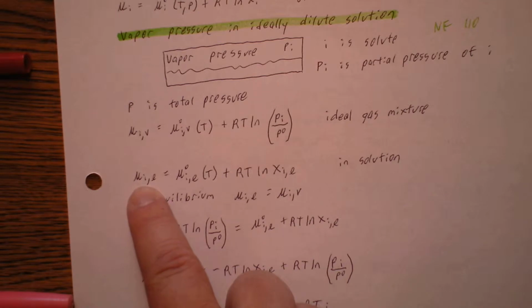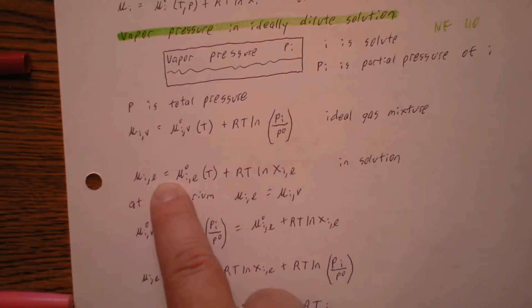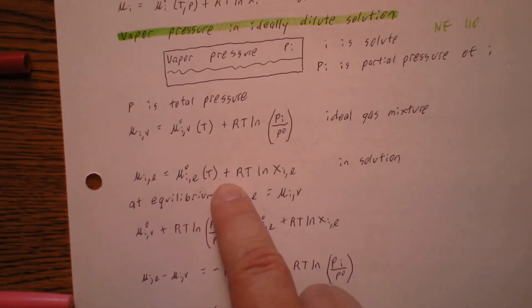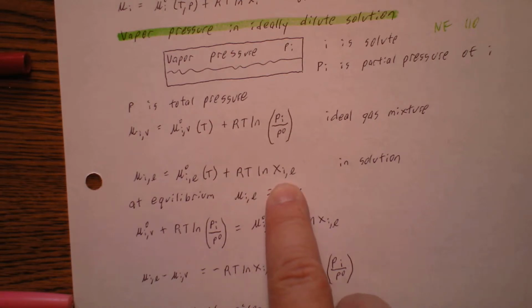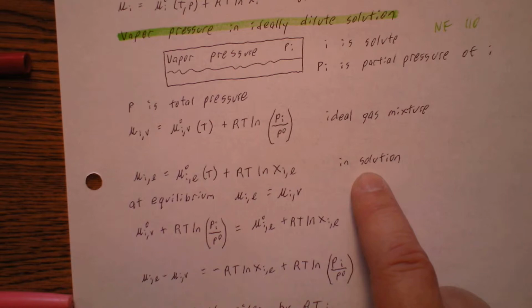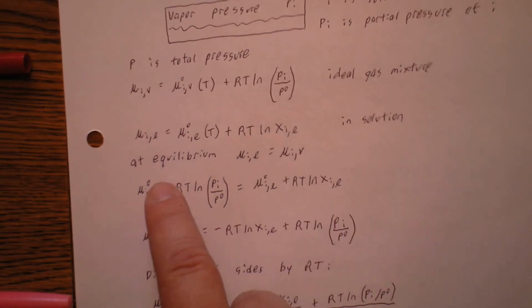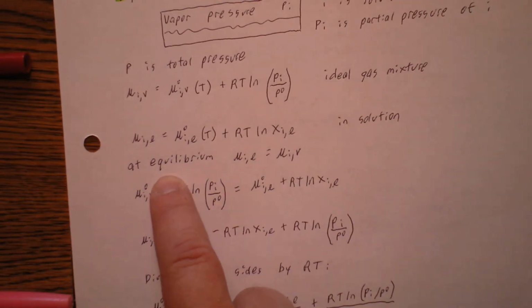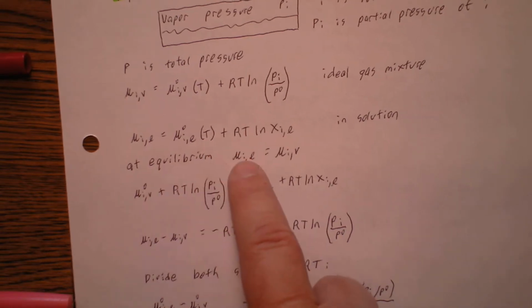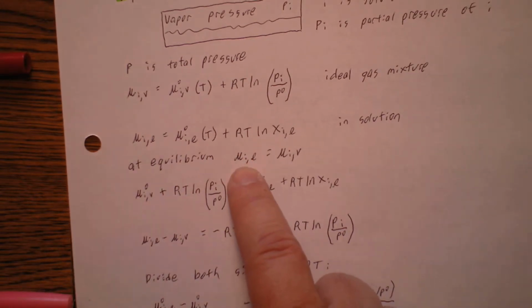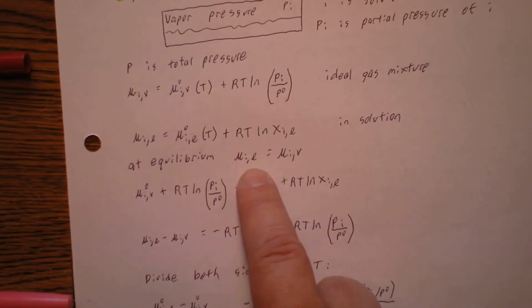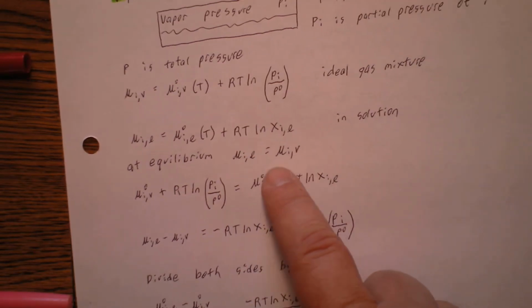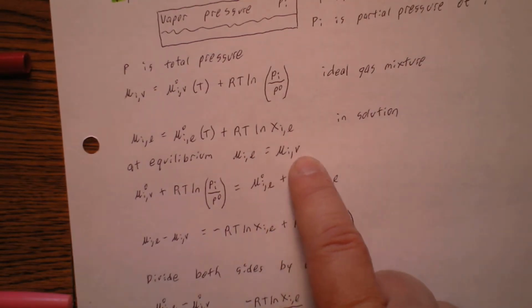Then the chemical potential of the substance I in the liquid phase is equal to the chemical potential of the substance I in the liquid phase at the standard state, whatever temperature, plus the gas constant R times the absolute temperature times the natural log of the mole fraction I in the liquid phase. And this is in the solution, of course. Now remember, if we're at equilibrium, or at least phase equilibrium, then the two phases have the same potential for each substance. So the chemical potential of the substance I in the liquid phase has to be equal to the chemical potential of the substance I in the vapor phase.